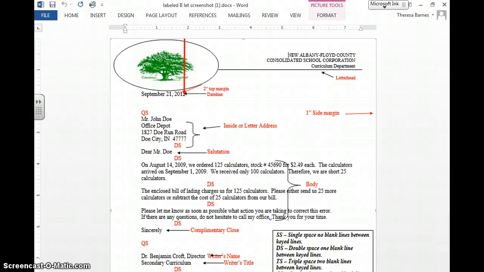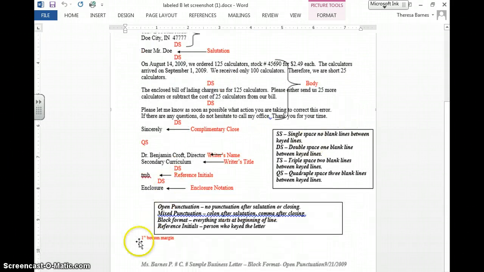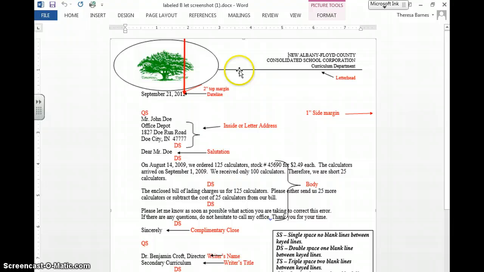Today we're going to learn the parts of a regular business letter. The first thing you need to know is that your margins need to be a 2-inch top margin and 1-inch side and bottom margins. The next thing I need to tell you is that your business letters will have a letterhead on them. The letterhead is usually pre-printed on paper, and you put that paper into the printer and then you put it through the printer when it's typed on it. So you will not be typing the letterheads.